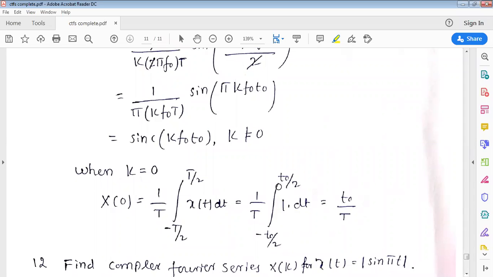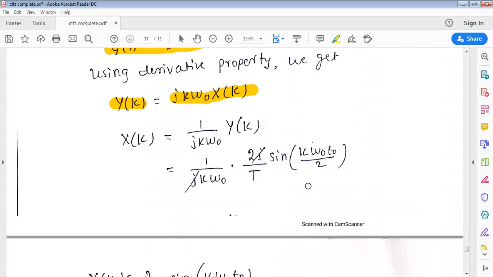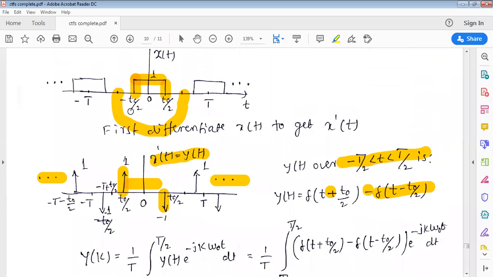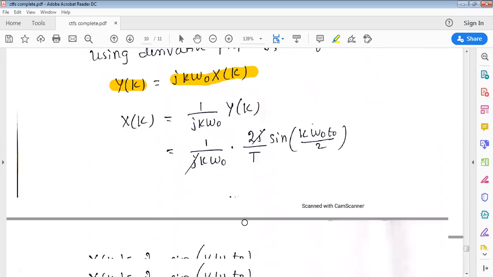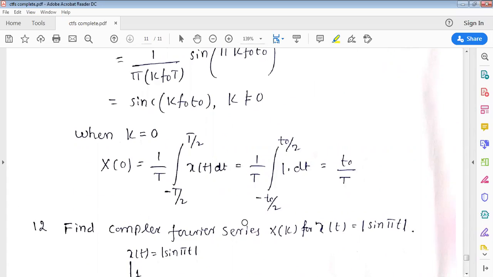From minus t naught by 2 to plus t naught by 2, because the remaining values are 0. Look at the signal, from minus t naught by 2 to plus t naught by 2 it is 1, and for the remaining values it is 0. Therefore there is no need to substitute outside; within the limits only, I am substituting. Hence I am evaluating x of 0 as this one.